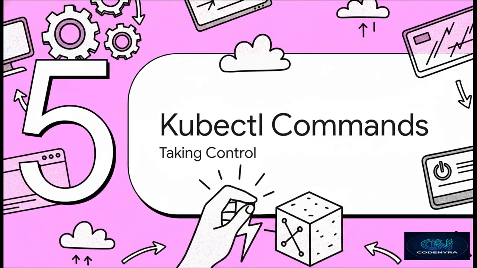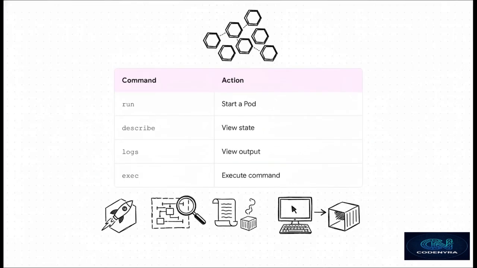Finally, Section 5, Essential kubectl commands. Let's talk about taking control. Knowing how to actually manage these pods once they're out there in the cluster is, well, kind of the whole point, right? So here is your essential toolkit. You've got run, which you use to quickly create and start a singleton pod. If a pod seems stuck in that pending phase we talked about, you use describe. That's your detective tool to view its detailed state and figure out why the scheduler hasn't placed it.